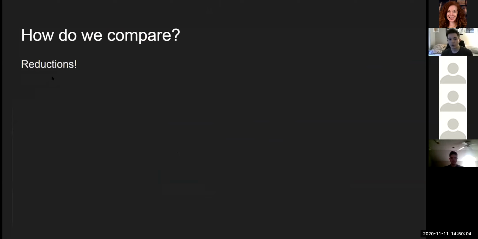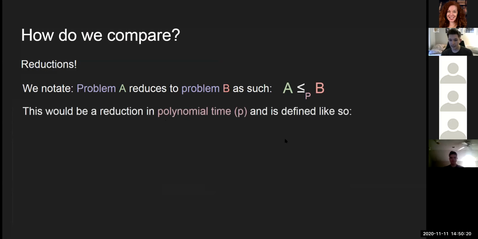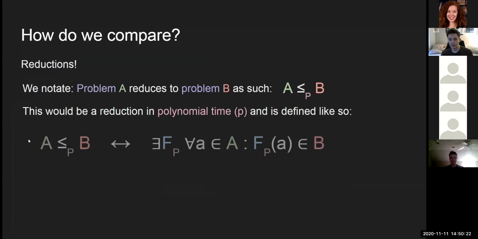So what we're going to talk about are reductions. A reduction is defined as such. We have a problem A and a problem B, and we say that A is reducible to B in polynomial time, and this is the notation for that. We say that is the case if we have some function such that for every instance of problem A, we can convert that problem using our function into a problem that is in B.